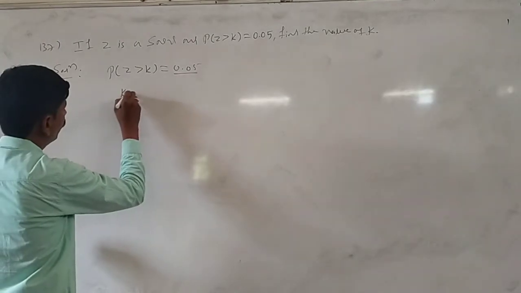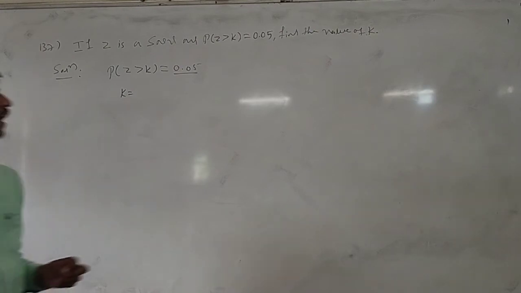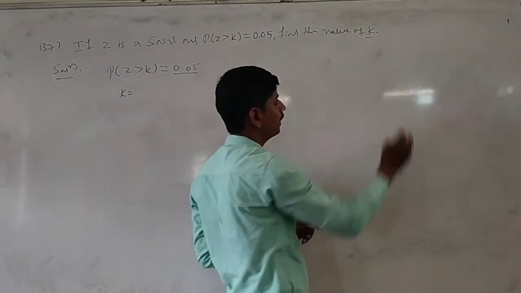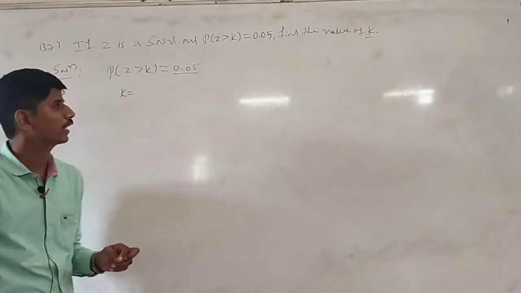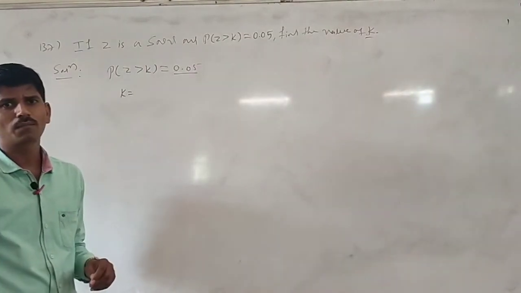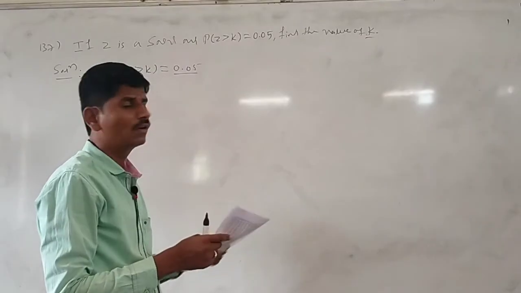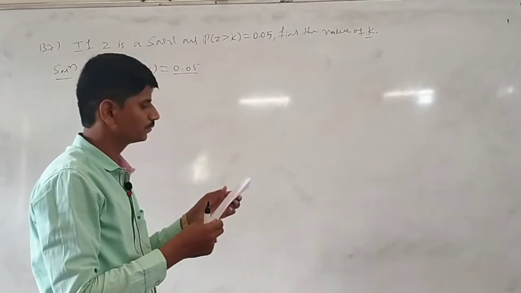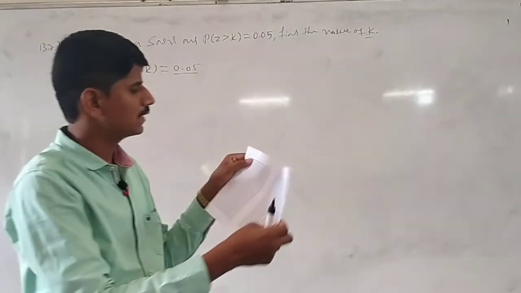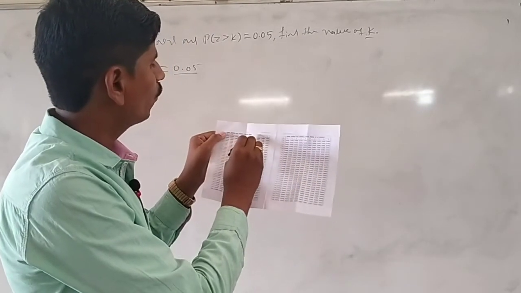How to find the value of K? The K value can be calculated with the help of normal table values. See here, the table values are there, page numbers 429 and 430: the area under the normal curve from Z to infinity.